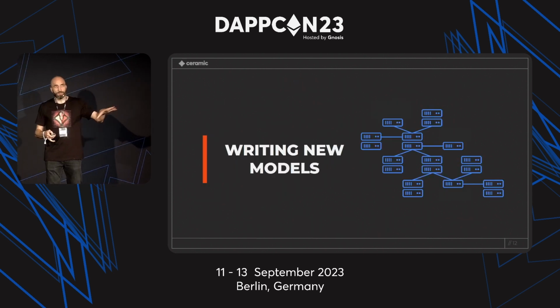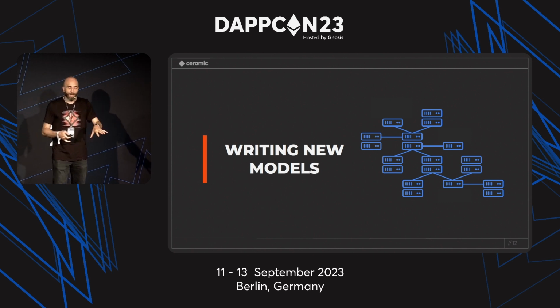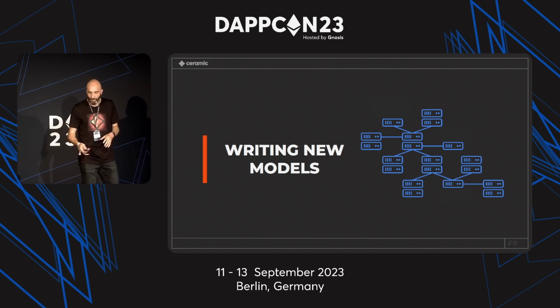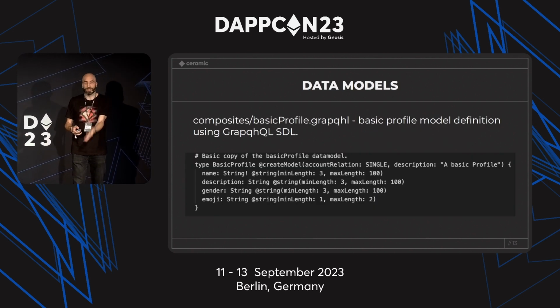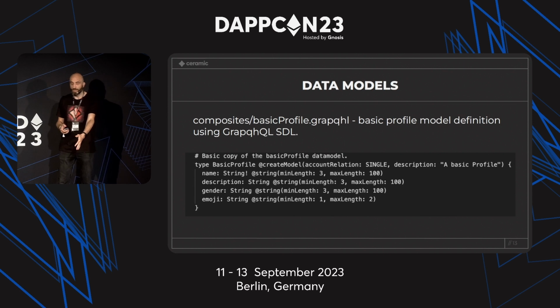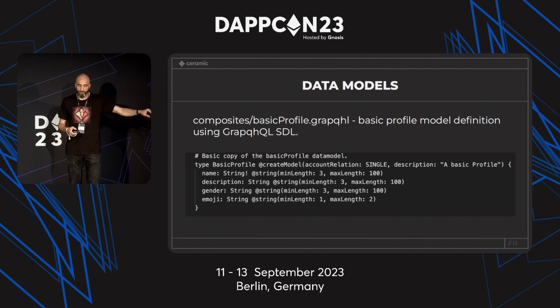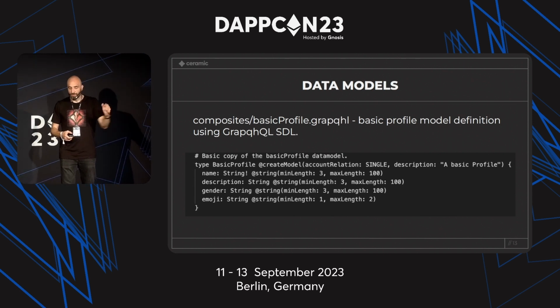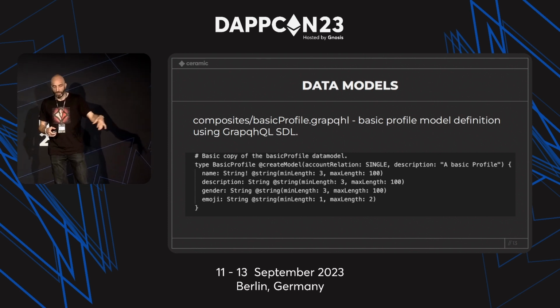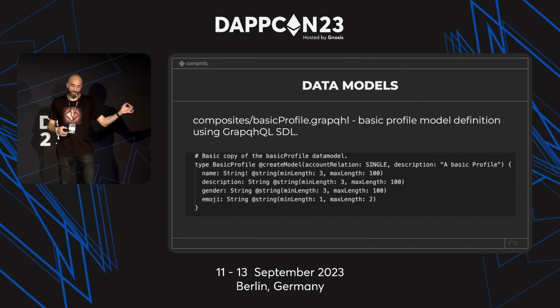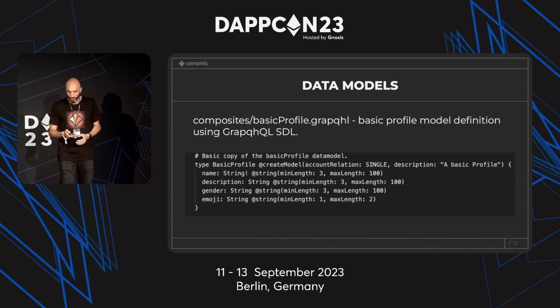Now this was more of a why, and this is now very quickly, we have a few minutes, the how. So this is technicality. This is how you set up the data model. This is GraphQL. This is the basic profile data model. You have the name, and you set up all the rules. Is it required or not? What are the limitations, minimum length, maximum length? So nothing new.